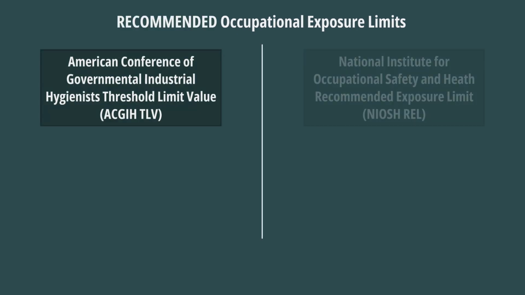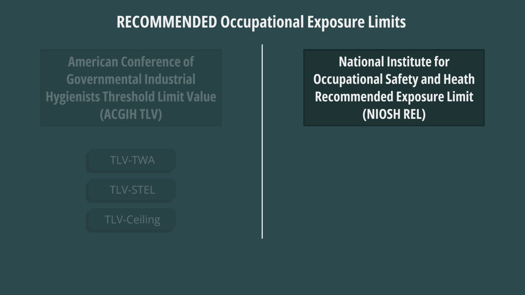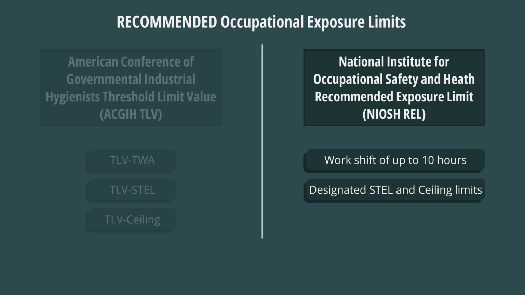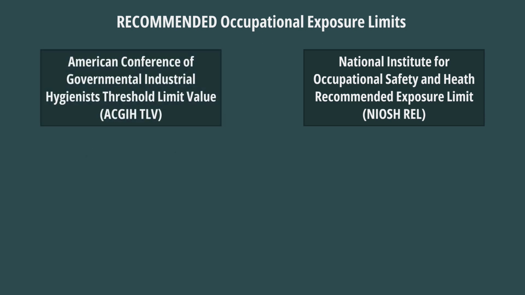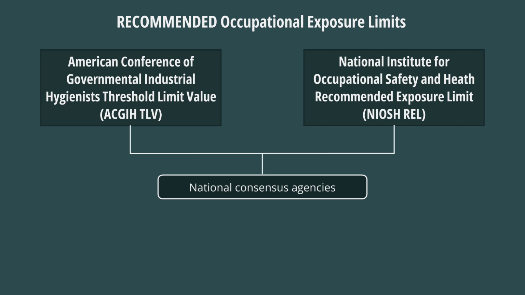You may also see recommended occupational exposure limits, such as the American Conference of Governmental Industrial Hygienists Threshold Limit Value, or ACGIH-TLV. The ACGIH-TLVs include the TLV-TWA, TLV-STEL, and the TLV ceiling. The National Institute for Occupational Safety and Health Recommended Exposure Limit, or NIOSH-REL, is for a work shift of up to 10 hours, and there are also designated STEL and ceiling limits. The ACGIH and NIOSH are national consensus agencies.